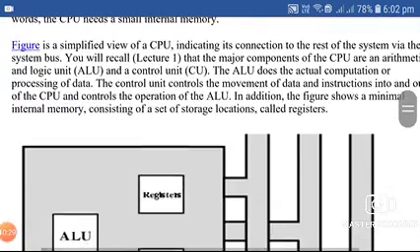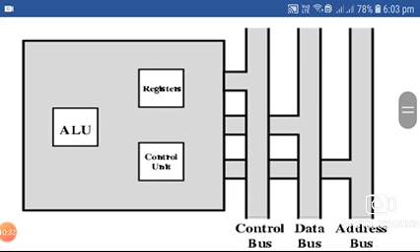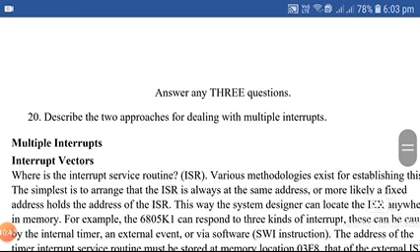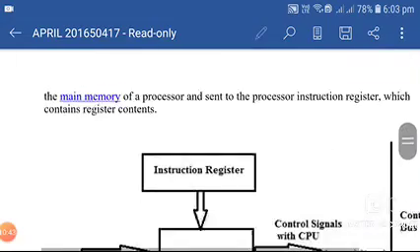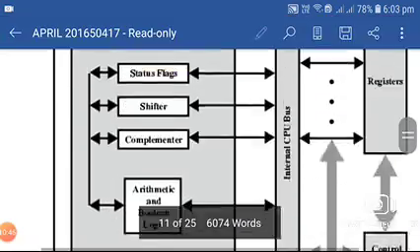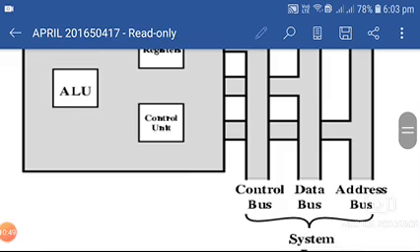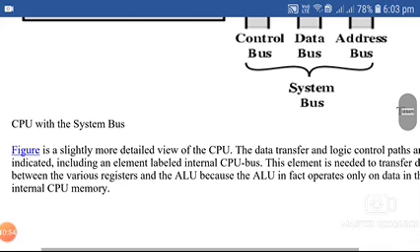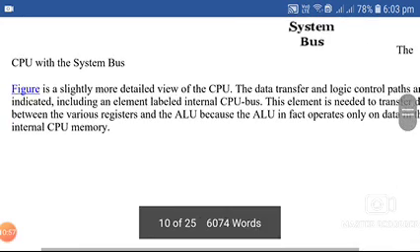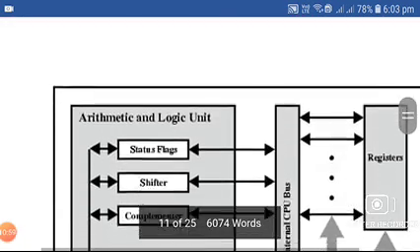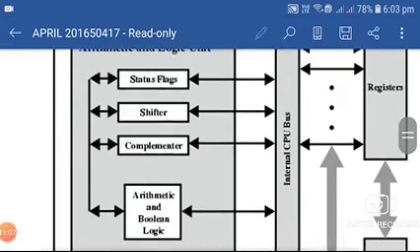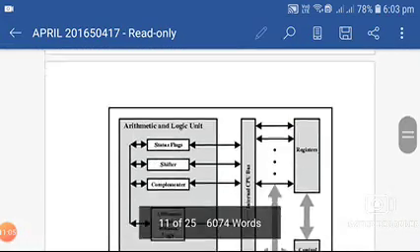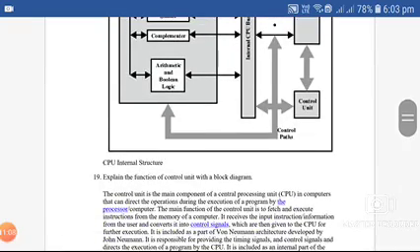The below diagram gives the CPU internal structure. So it consists of ALU, registers and control unit as one block, and from that we are having different types of buses, as I told you already. So control bus, data bus and address bus are connected to them. They are commonly known as system bus. We already know it. CPU with the system bus. So this is the diagrammatical representation of the CPU internal structure.